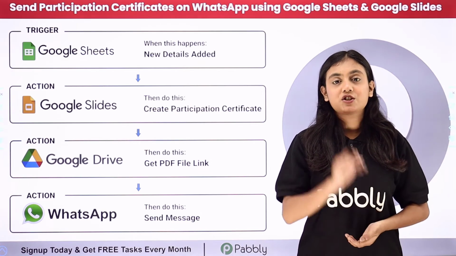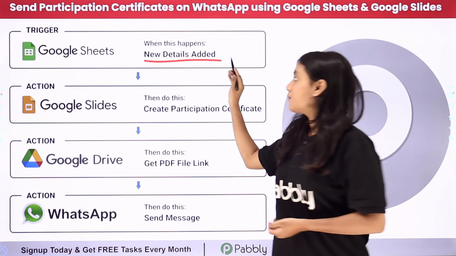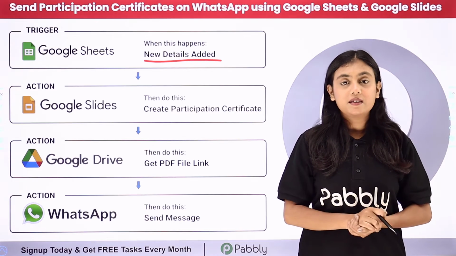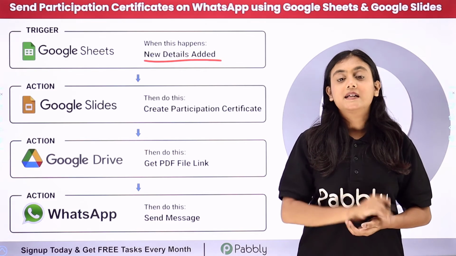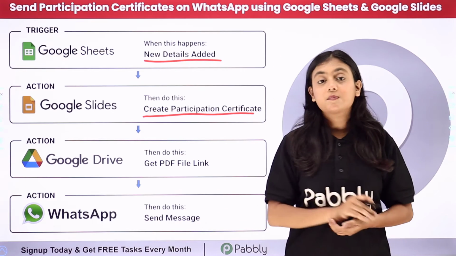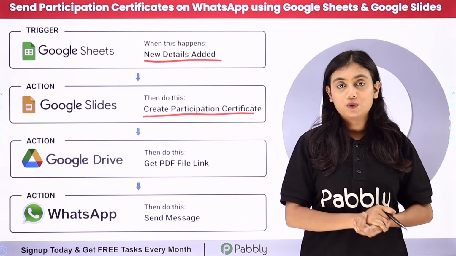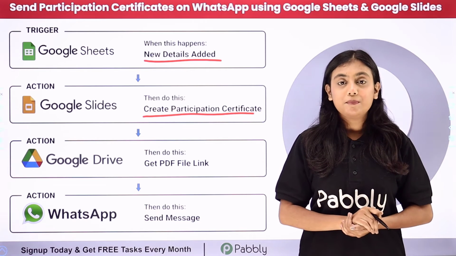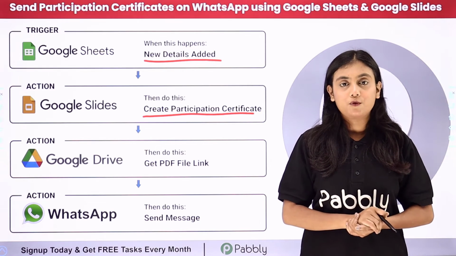With the help of this automation, whenever you add the details of your participants who have taken part in the event that you have recently organized, automatically, with the help of the details of the participant, a certificate of participation is going to be created with the help of Google Slides, as we've already created a template of certificate of participation with Google Slides.